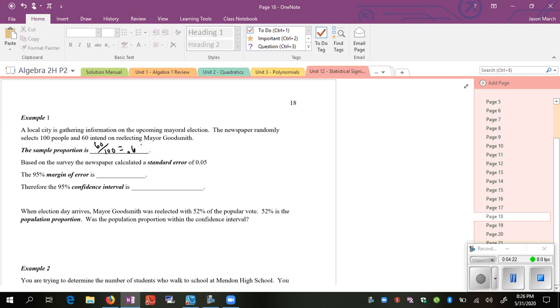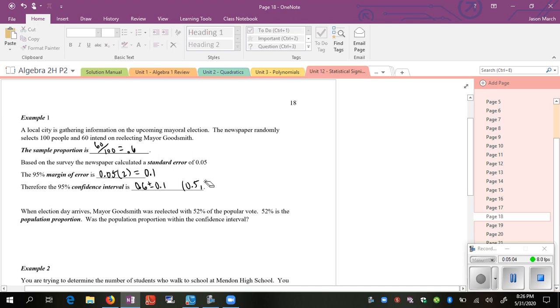For the 95% margin of error, we'd have to go 2 standard errors, so that would be 0.05 times 2, which in this case is 0.1. Therefore, the 95% confidence interval is going to be 0.6 plus or minus 0.1. So it could go as low as 0.5 and as high as 0.7.